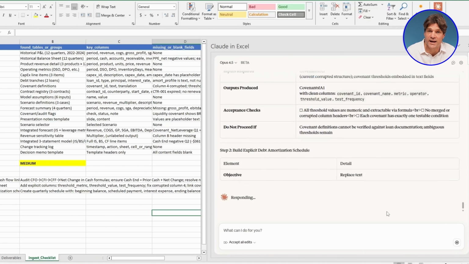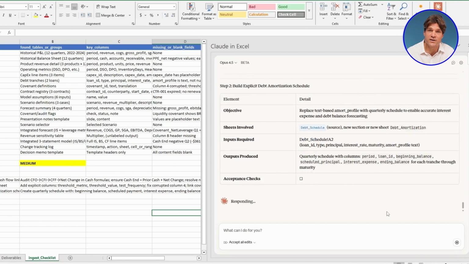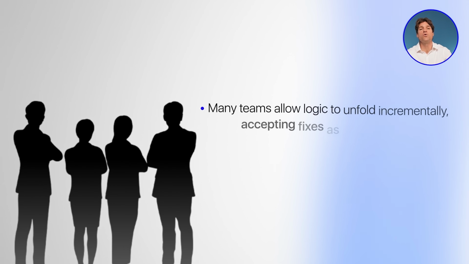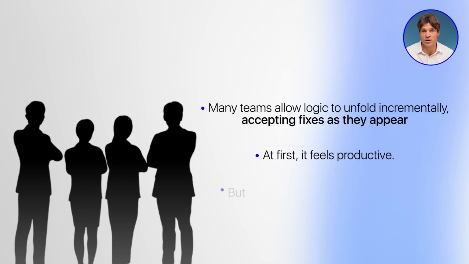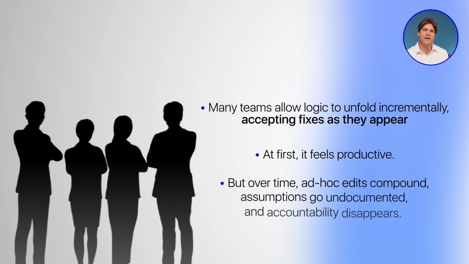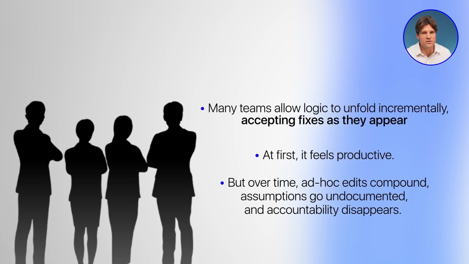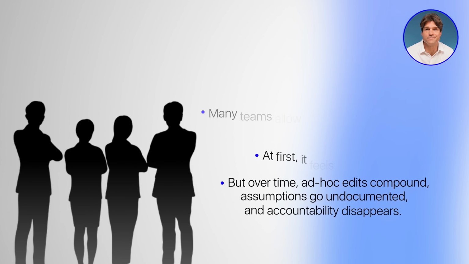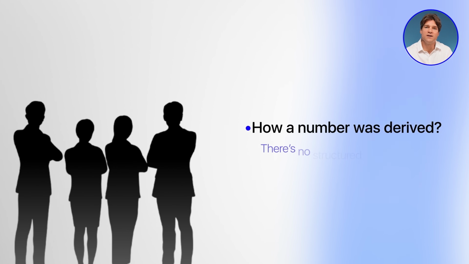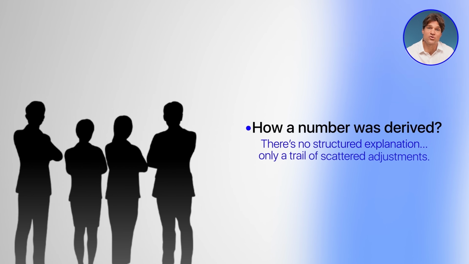Now, in real-world finance, uncontrolled changes are very dangerous. Many teams allow logic to unfold incrementally, accepting fixes as they appear. Now, at first it feels productive, but over time, ad hoc edits compound, assumptions go undocumented, and then accountability disappears. By the time someone asks how a number was derived, there's no structured explanation, only a trail of scattered adjustments. And this is precisely why we design the work plan before touching the model.